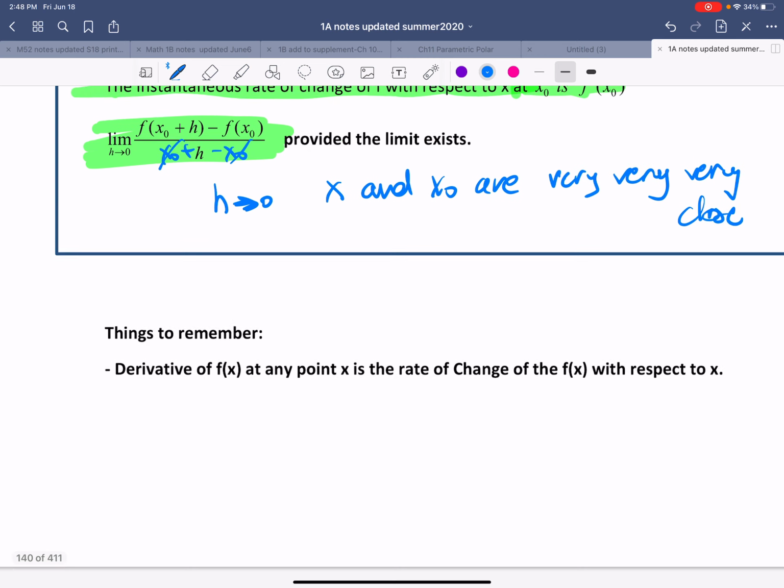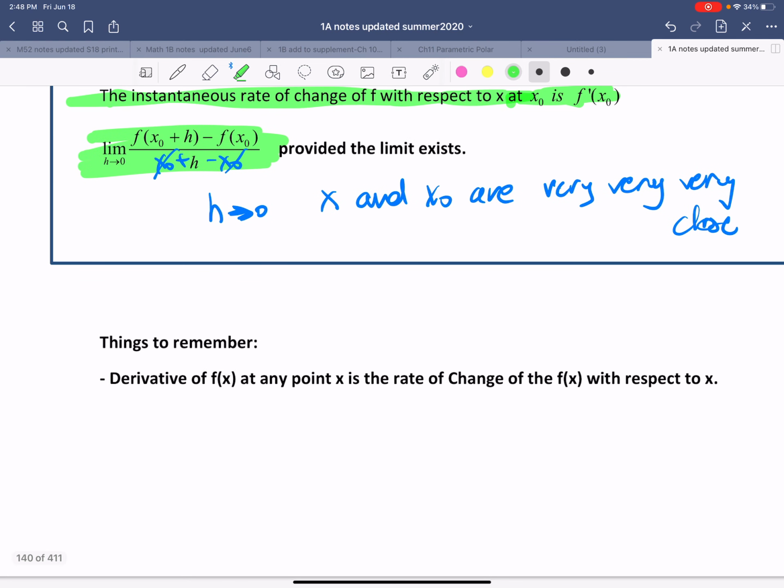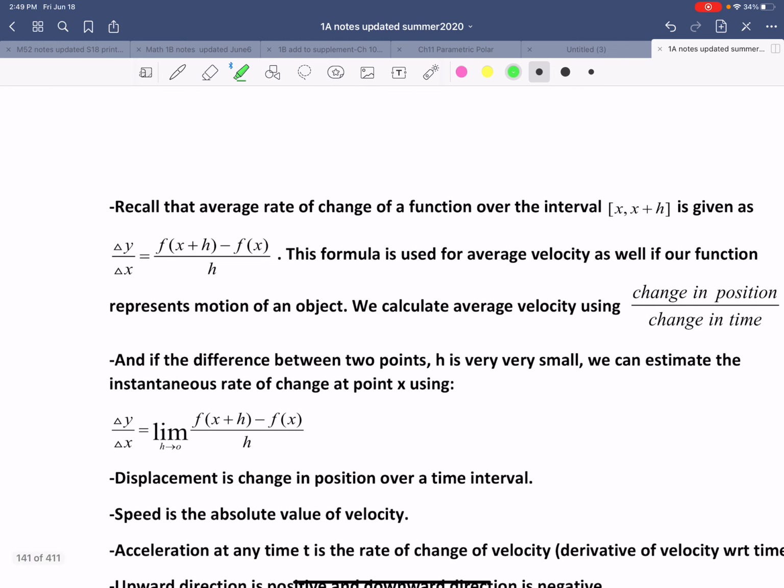So things to remember: derivative at any point is the rate of change of f of x with respect to x, or rate of change of y with respect to x. Or if your function is a function of time, if the independent variable is time, then it would be the rate of change of the position function with respect to time.